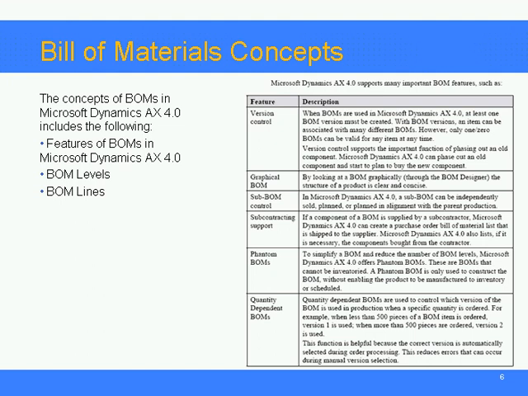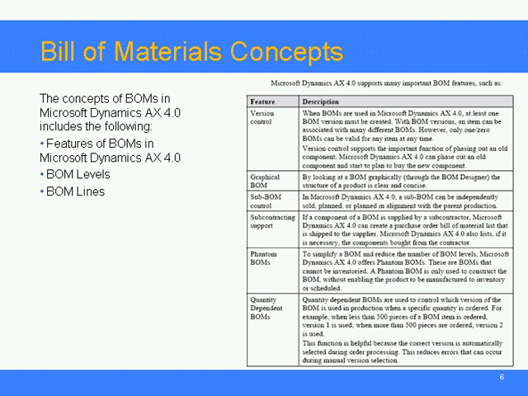purchase order bill of material list that is shipped to the supplier. Microsoft Dynamics AX4 also lists, if it is necessary, the components bought from the contractor. Phantom BOMs. To simplify a BOM and reduce the number of BOM levels, Microsoft Dynamics AX4 offers phantom BOMs. These are BOMs that cannot be inventoried. A phantom BOM is only used to construct the BOM while enabling the product to be manufactured to inventory or scheduled.